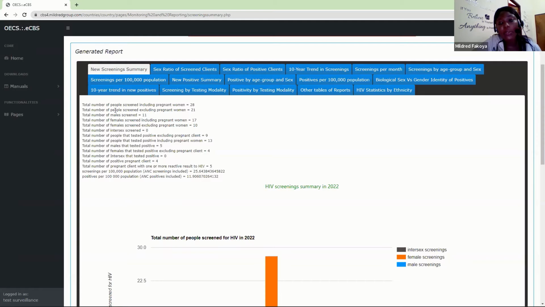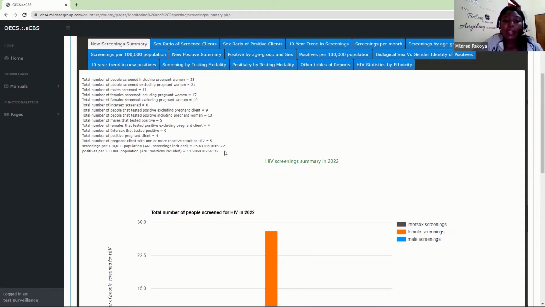And then you get the screenings per 100,000 population with ANC included, and the positives per 100,000 population automatically calculated. And this is where the census population was important, because now the system will use the census population to give you the screenings and positivity per 100,000 population on the system. So you don't need to do any calculation outside of the system. You have it already calculated for you.